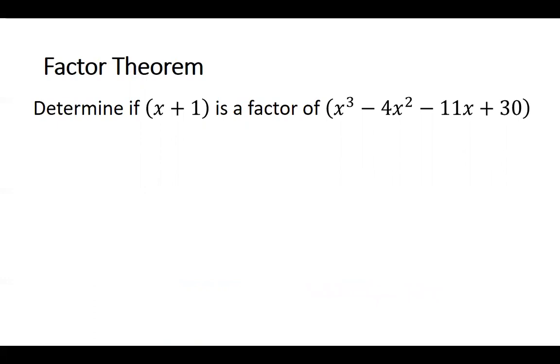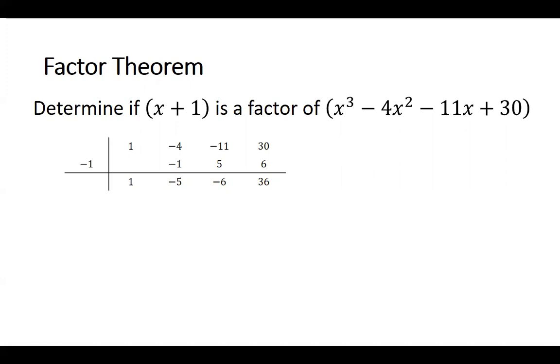Let's determine if x plus 1 is a factor of x cubed minus 4x squared minus 11x plus 30. And we're going to use the factor theorem. So basically, we're going to divide it. So I'm going to use synthetic division just because it's easier. So I have 1, negative 4, negative 11, and 30. And I put my negative 1 there, working through.